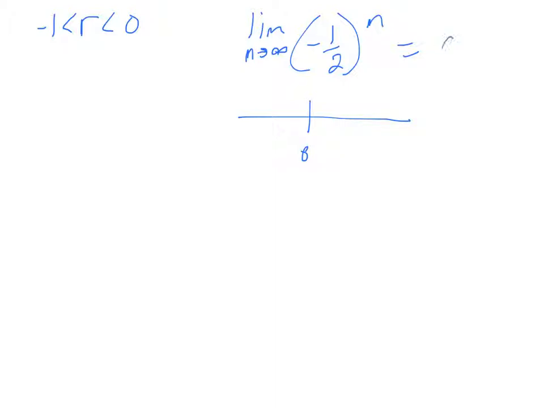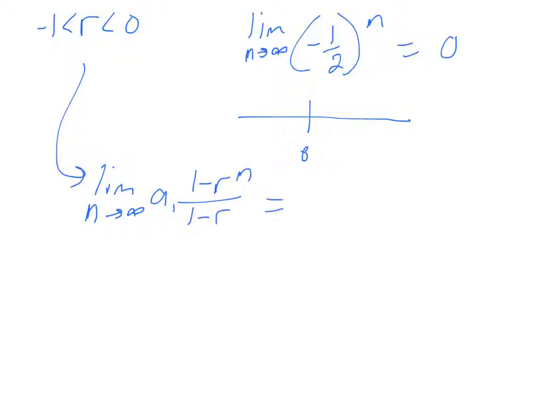And it is eventually going to get to 0 as well. So we would say that if that's the case, then the limit as n goes to infinity of a sub 1 times 1 minus r to the n over 1 minus r is also going to go down to 0, and it's also going to be a sub 1 over 1 minus r, right? And it's going to be a convergent geometric series.